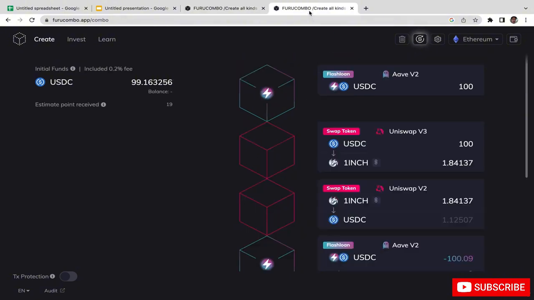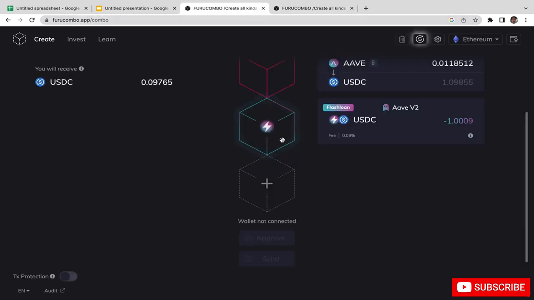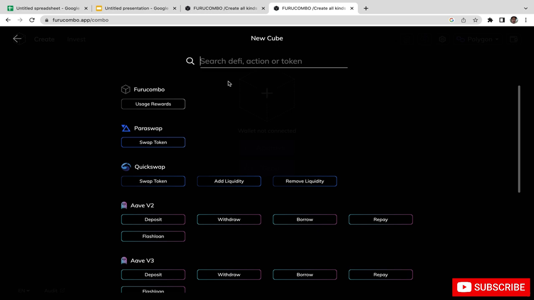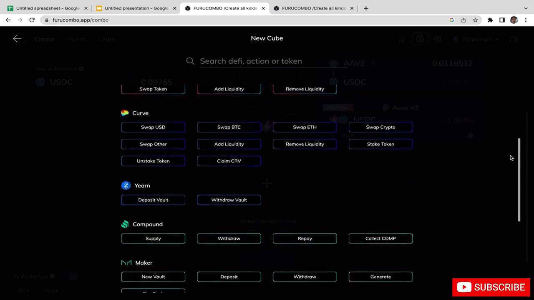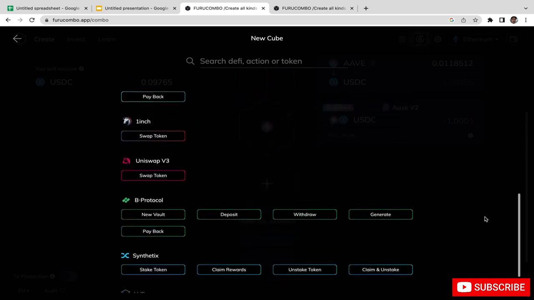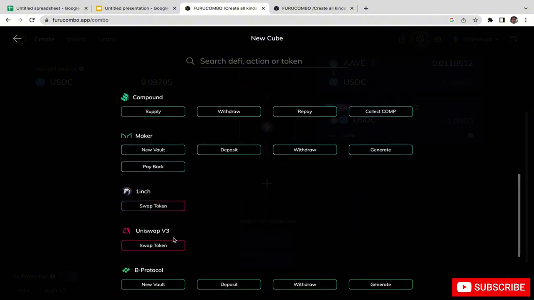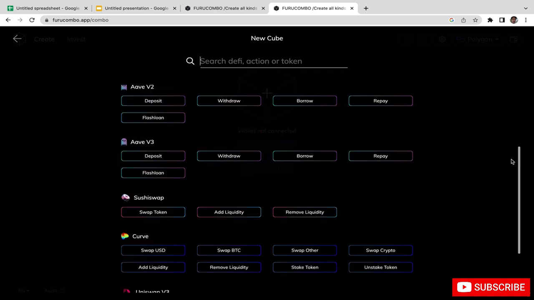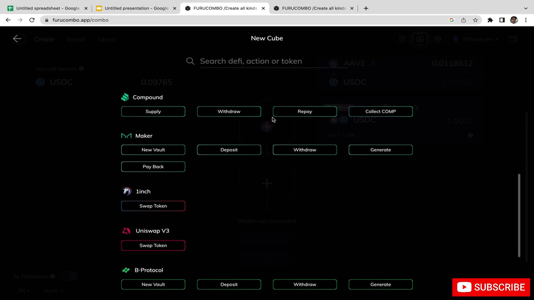So let me go to Polygon Matic first. For the sake of comparison, I'm going to click on the cube here too, and then you'll see not all DEXs available on Ethereum are also available on Polygon Matic. For example, here we see Uniswap V3 on Polygon Matic, and Uniswap V3 is also available.